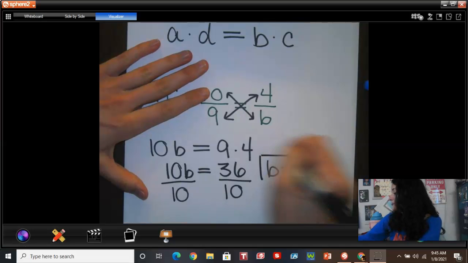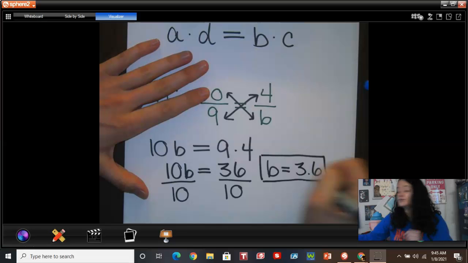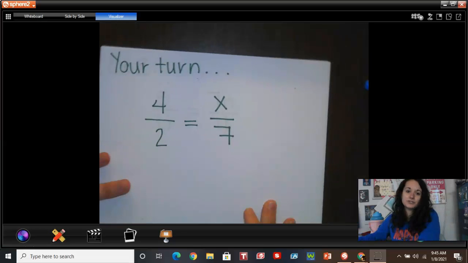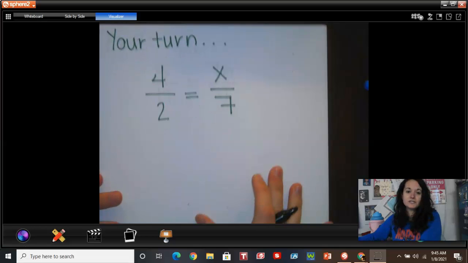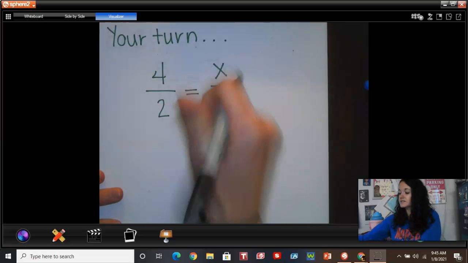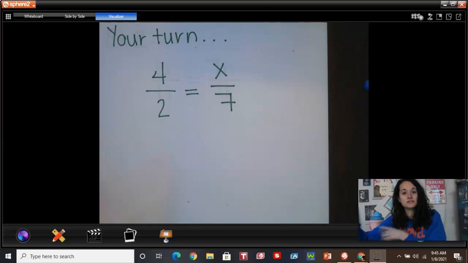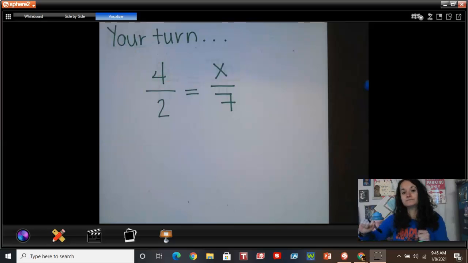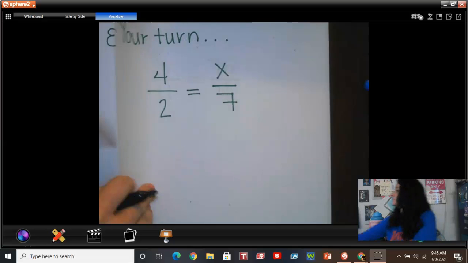Okay, so if you're doing the Edpuzzle, it is about to get paused, and this will be your question. You're going to solve for x whenever you're given this. 4 over 2 is equal to x over 7. If you're using this as your YouTube video, this will be the question on your Google form. Okay? All right.